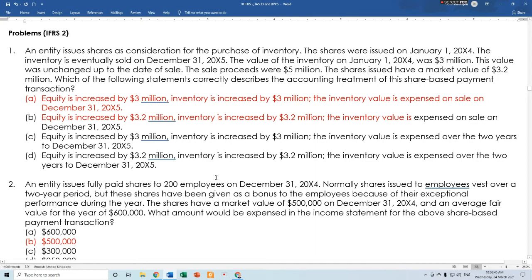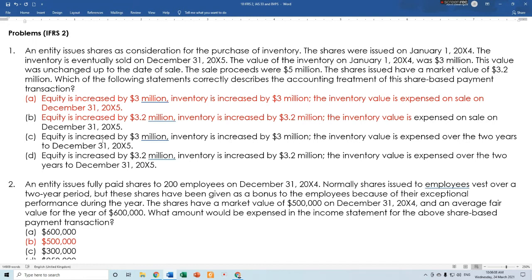Okay, so let's proceed with the problem portions. Start tayo sa question number 1. An entity issues shares as consideration for the purchase of inventory. The shares were issued on January 1, 20X4. The inventory is eventually sold on December 31, 20X5.